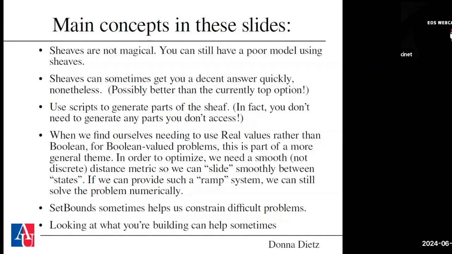If we find ourselves needing to use real values rather than Boolean, I already said this one. You need to use real values to slide between Boolean values. It's because of the way the optimizer works. You can't just jump between discrete points. And this is part of the characterization of why I keep running into issues when the problems I choose to solve have Boolean valued answers. And the answer is because the optimizer requires that there are smooth functions underneath so that it can find the optimized answer. Okay.